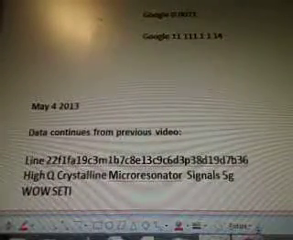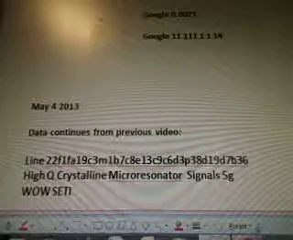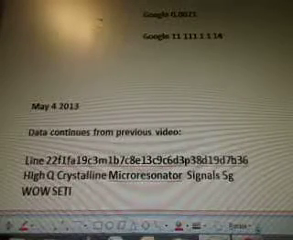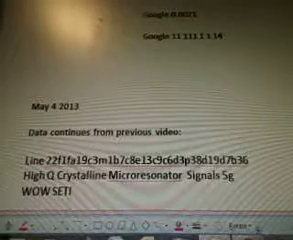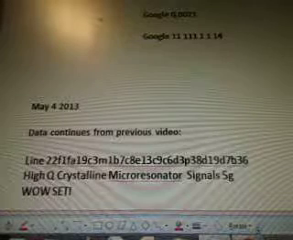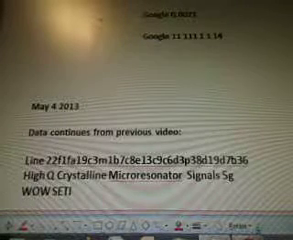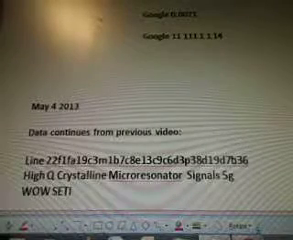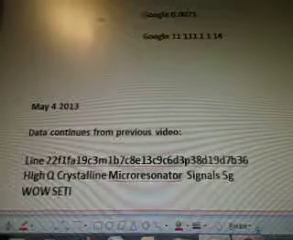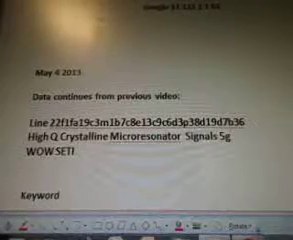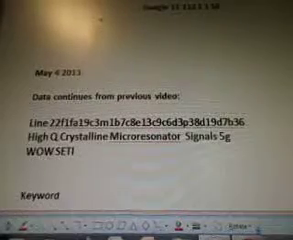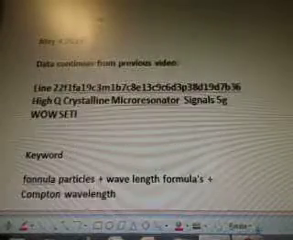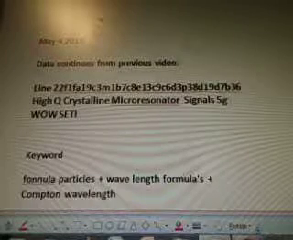Back good. Okay, so I had to keep the data together, so it's probably going to be another long one. This is a single crystal ultraviolet grade MgF2 resonators optical frequency PDF results and keyword research from the WOW data. Okay, so on May 4th I was working on this. Today's May 19th, 2013. So the data continues from a previous line of video, high Q crystalline microresonator signals.